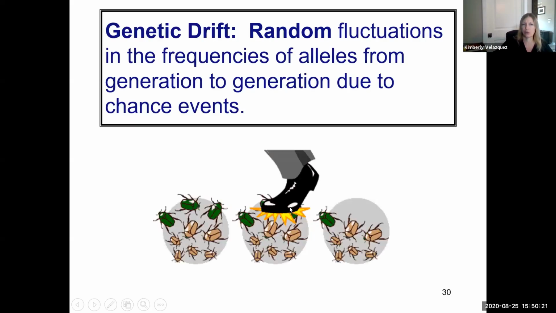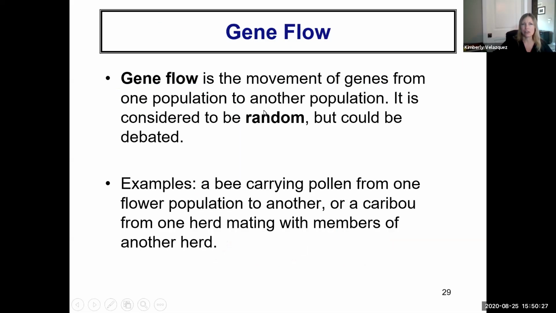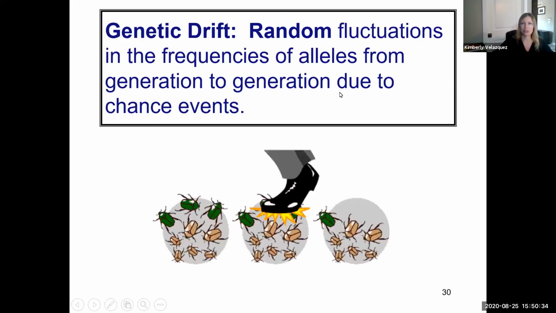This one, though, is totally random: genetic drift. Now, I don't like these two terms because gene flow and genetic drift can get confusing. Just think of this as organisms flowing over to the new population, whereas this is something different. This is random fluctuations just due to chance.